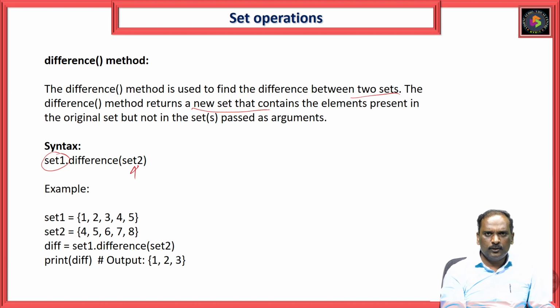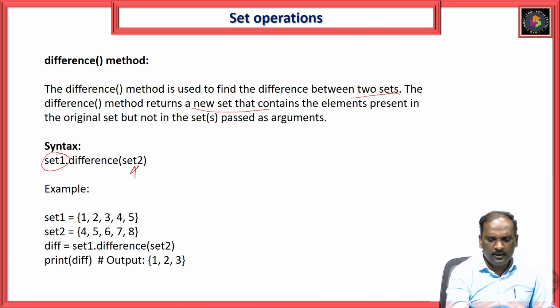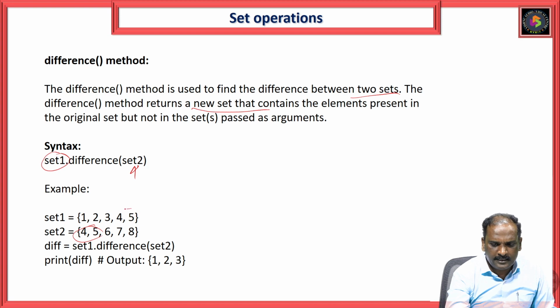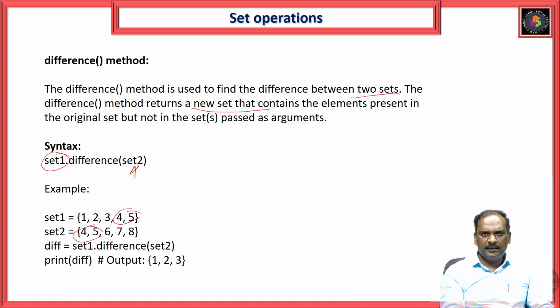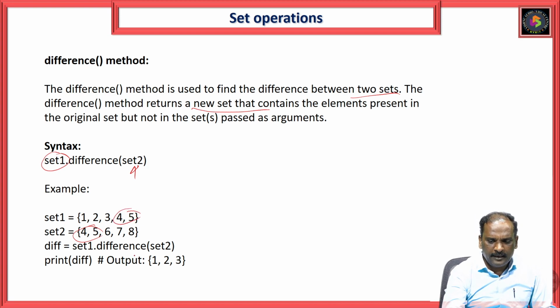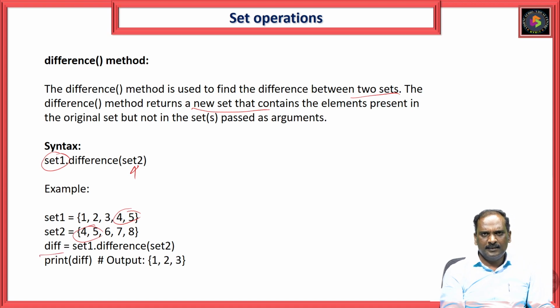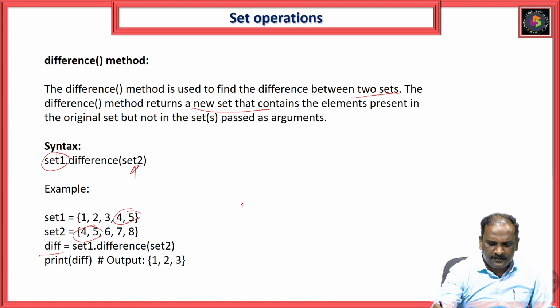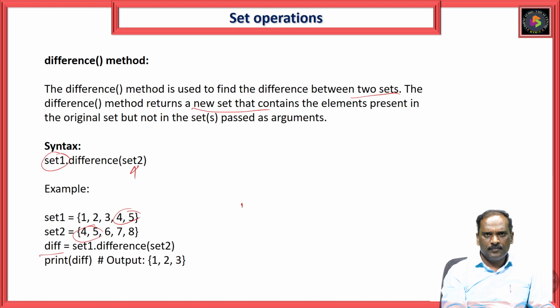Set 1 is containing 1, 2, 3, 4, 5 and set 2 is containing 4, 5, 6, 7, 8. Now when I apply the difference, set 1 dot difference of set 2. Now which are the common elements in set 1 and set 2? The common elements are 4 and 5. So if I apply the difference method, the diff is the new object which is returned by using the difference method. So the difference will contain the unique elements of set 1.